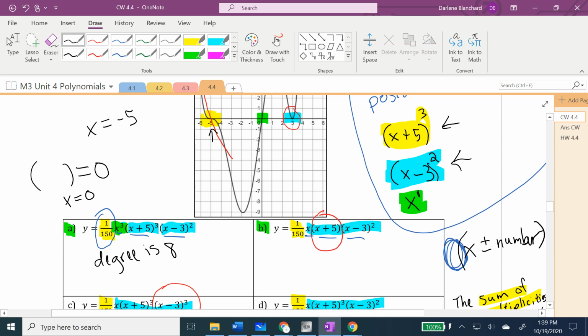That made it have some greater likelihood. What is the degree of the polynomial for letter B? What is the degree of letter B? The degree is 4. You have an understood 1, an understood 1, and then a 2.